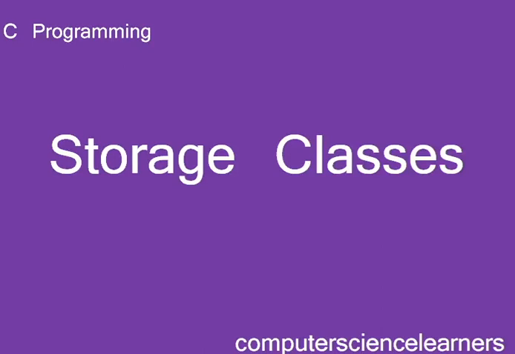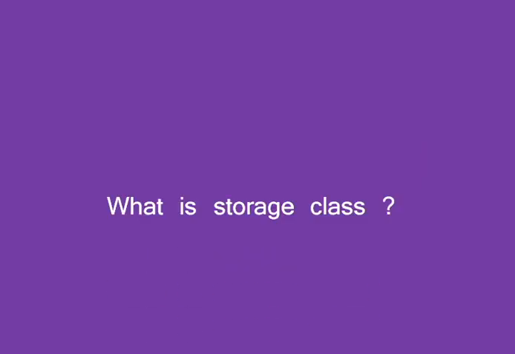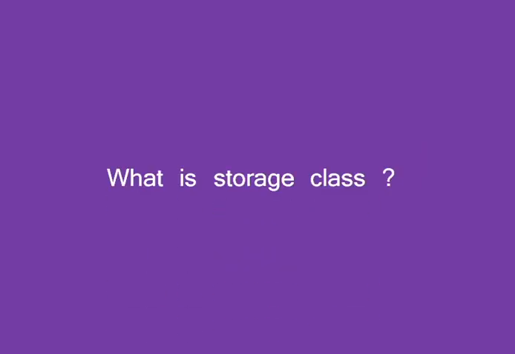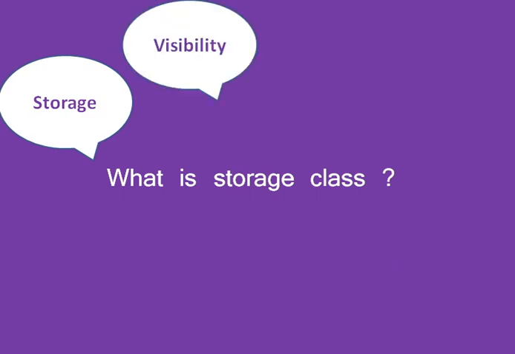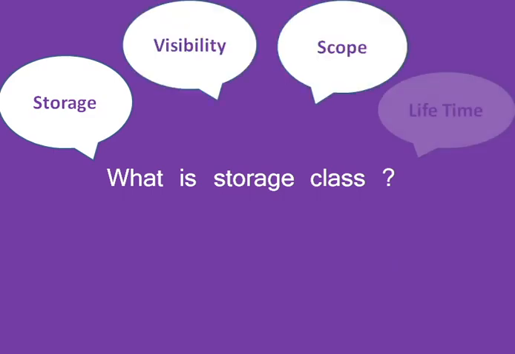In this video, we are going to learn storage classes in C programming. What is a storage class? A storage class determines the storage, visibility, scope and lifetime of a data type variable. It always specifies where the variable is stored, what its visibility is, and what the scope and lifetime of that variable are.